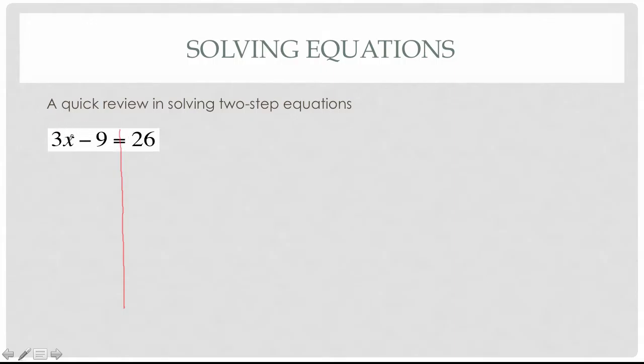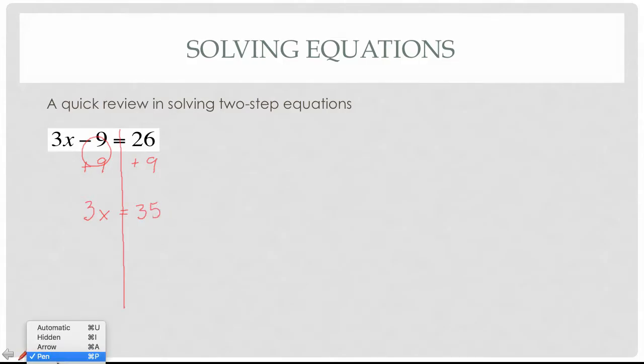At this point with a two-step, we get rid of whatever is being added or subtracted first. Right now I have 3x minus 9, and I don't want that there. I just want 3x. I want to simplify it down. So I'm going to add 9, because that's the opposite of subtracting 9. 3x minus 9, but then if I add 9 to both sides, that all goes to 0. And all I'm left with on that side of the equation is just 3 times x. And it equals 26 plus 9, because I have to add 9 to the right side as well. So that equals 35.